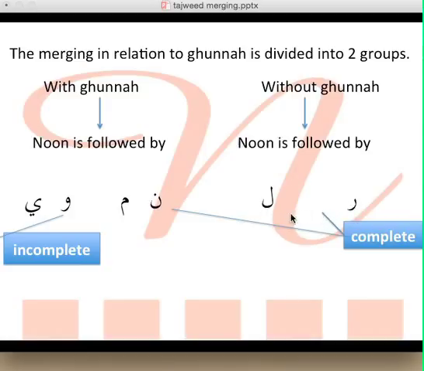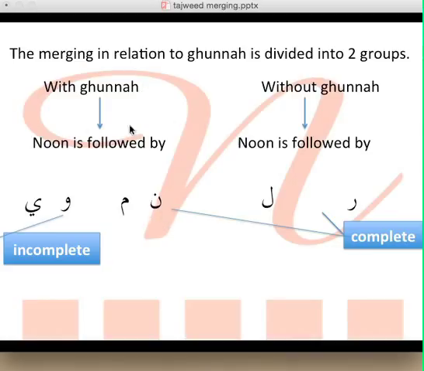So we've got this group, lam and ra, without ghunna. We call it without ghunna because the idgham is complete. It means that the noon is gone completely with the ghunna. That's why we said complete, and it means complete merging. The noon with the characteristic of ghunna is gone. We don't read them at all.